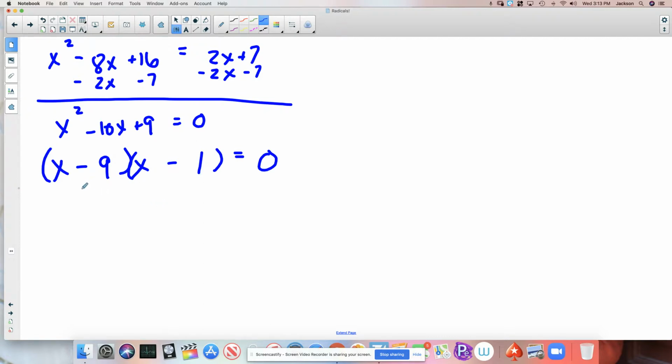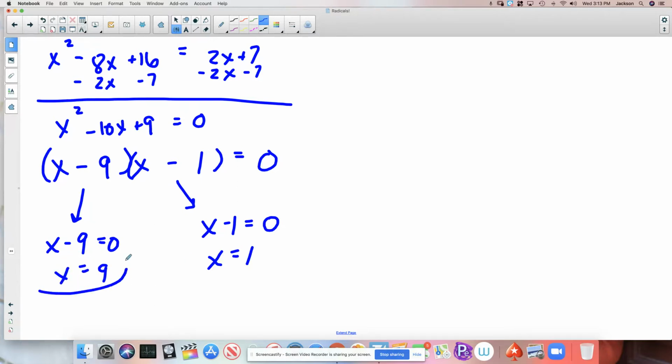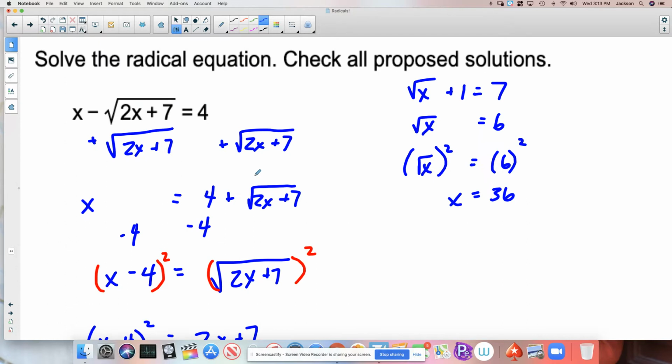Now, because we have the zero product property, I know that x minus 9 could equal 0, and I know that x minus 1 could equal 0. So we're getting x equals 1, and we're getting x equals 9. Now, here's the thing that people tend to forget once we get to the end of this problem. So those are our two solutions, right? Come back up here. All right, I'll write it in a different color.